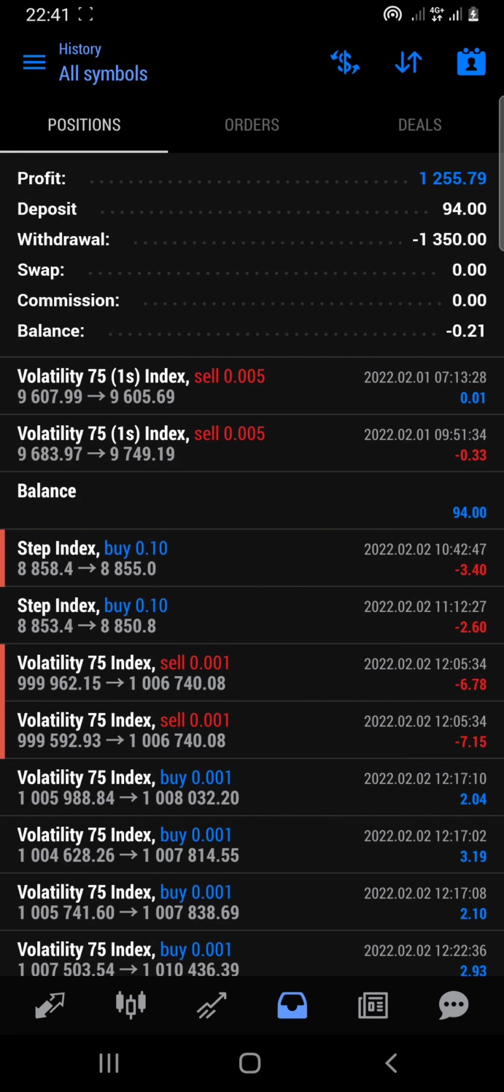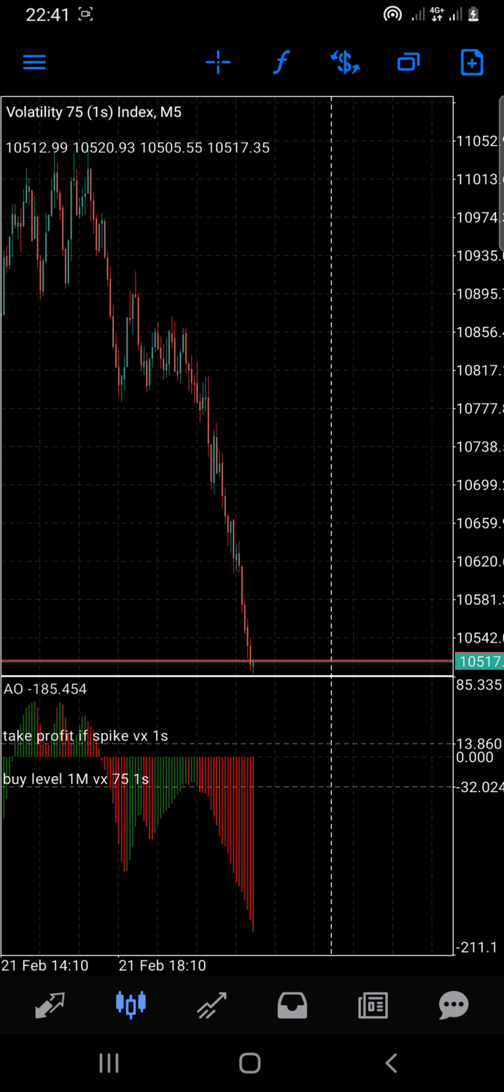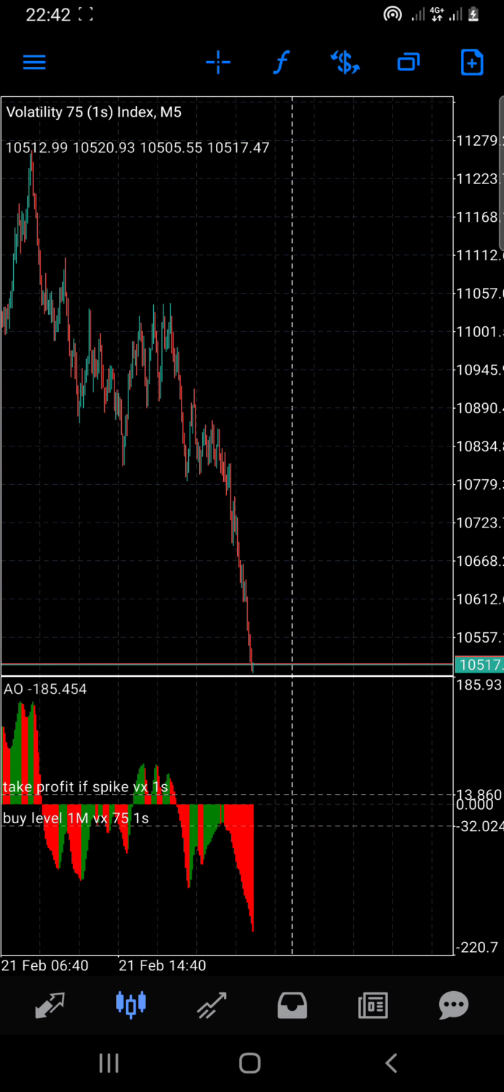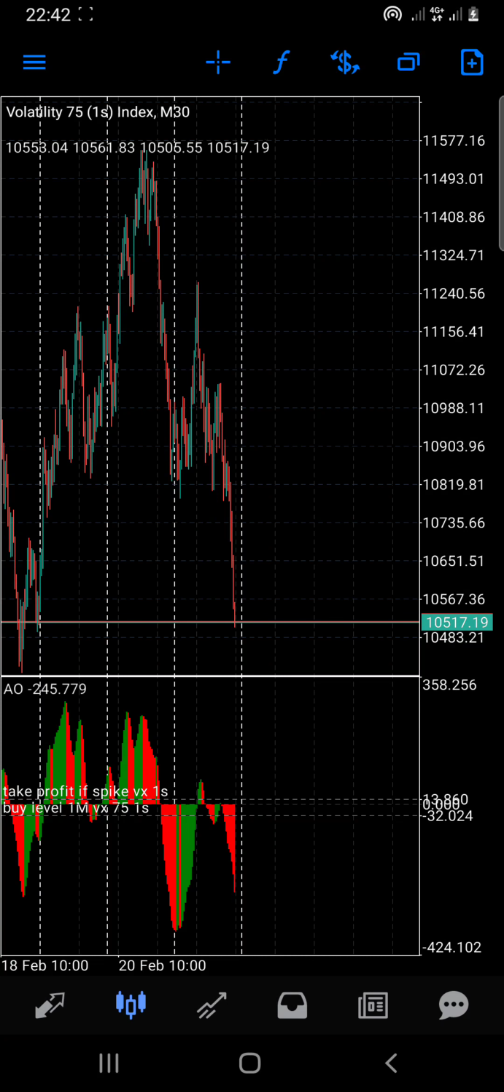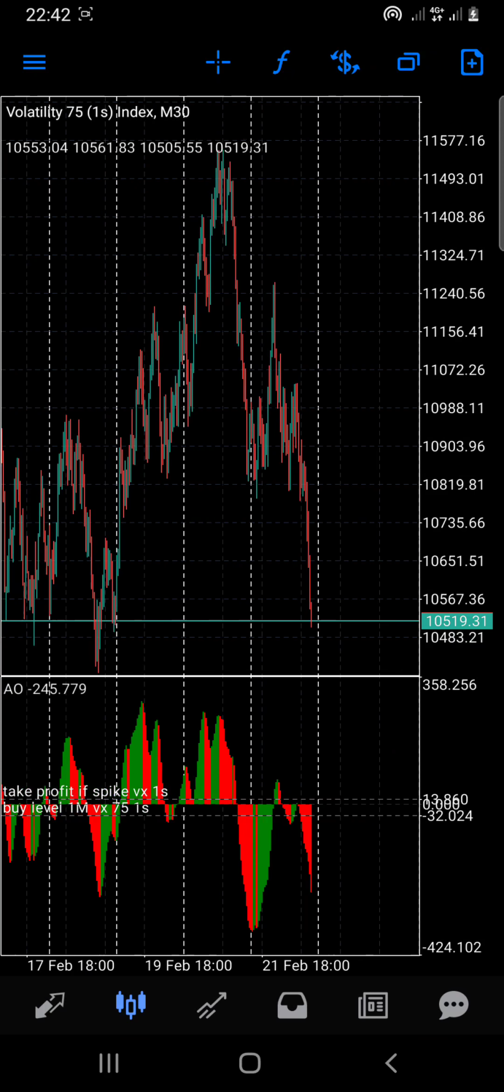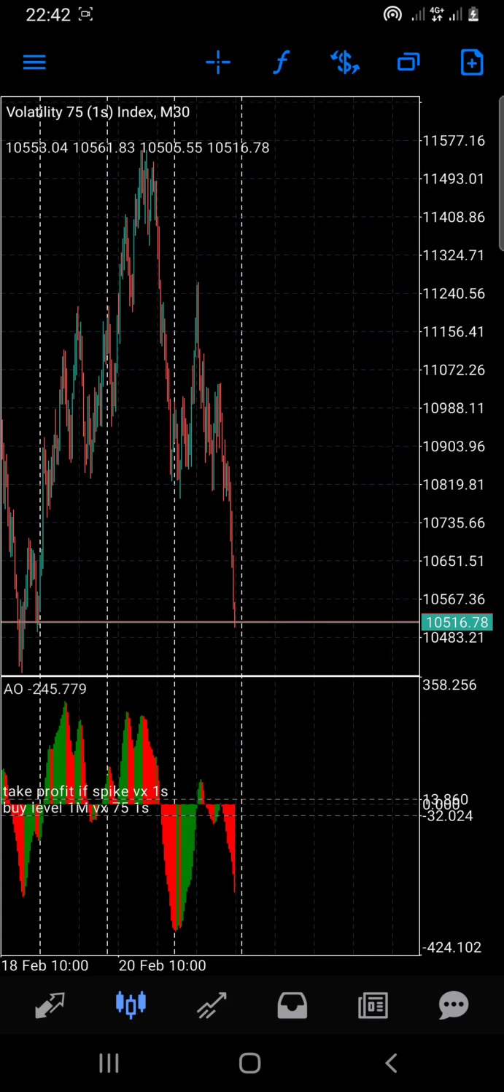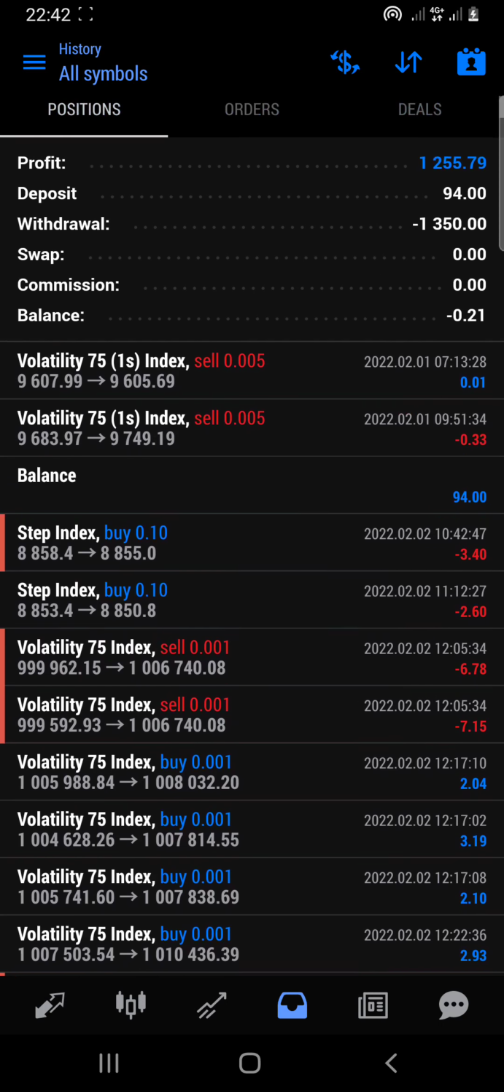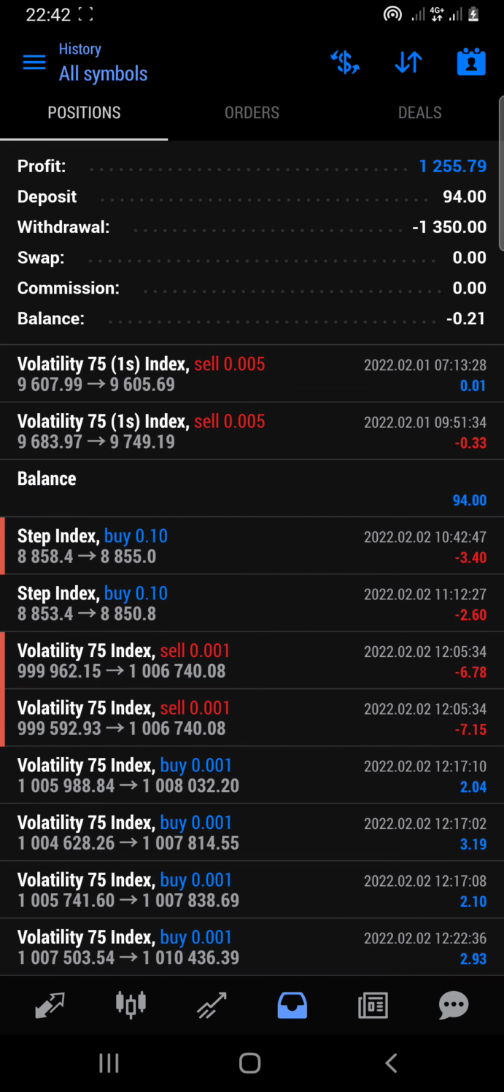Guys, I want to show you a few things here. I want you to take notes of some things on the volatility market. As you can see here, I deposited $94 into this account. This is a very recent trading account that I traded with, so as you can see, I deposited $94.